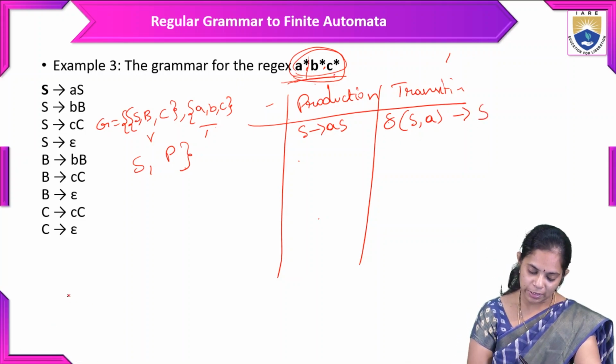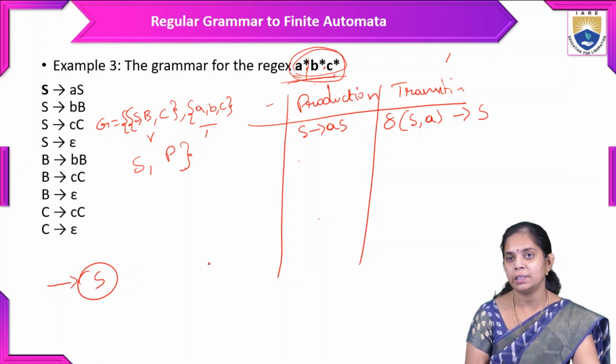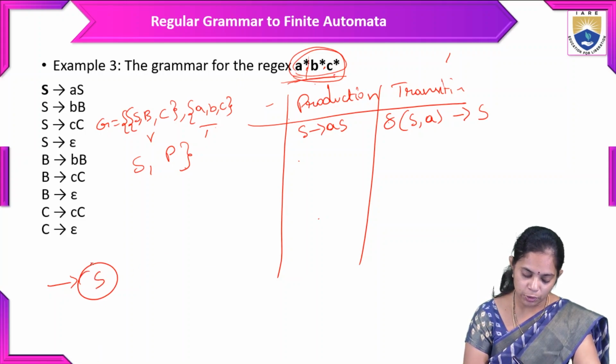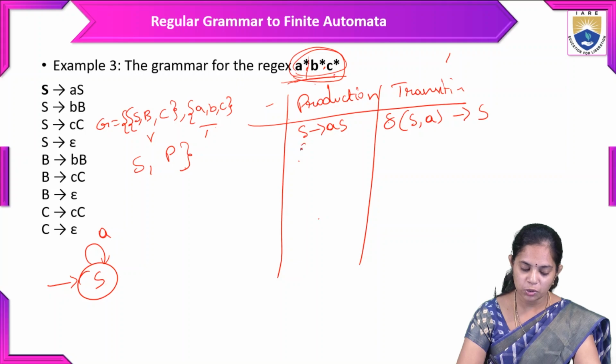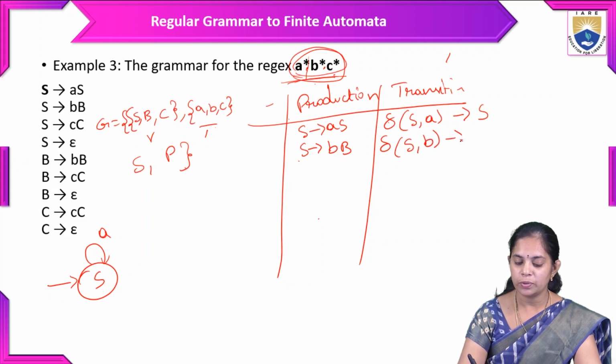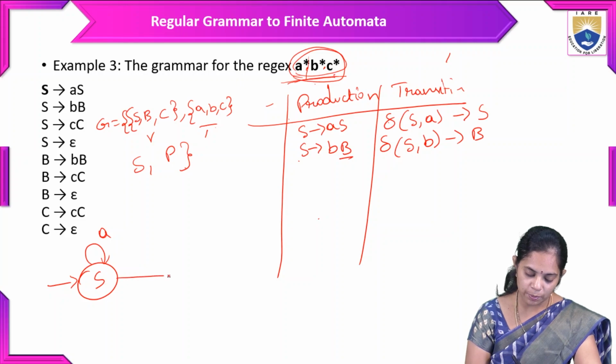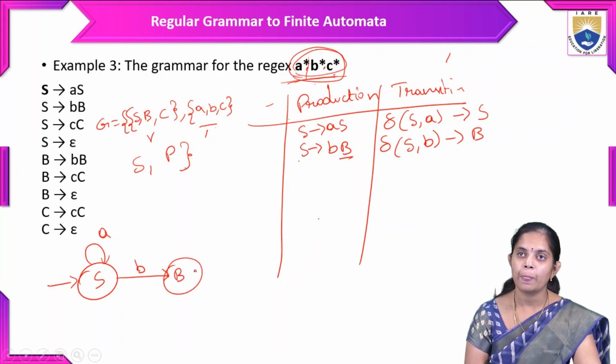In parallel, we will construct the transition diagram. We take the S state as the initial state, and when we give A as an input, it reaches the same state. We take another production rule, S tends to B, capital B. So delta of S comma B gives the next state, that is B. With the input symbol B, it reaches another state, capital B.